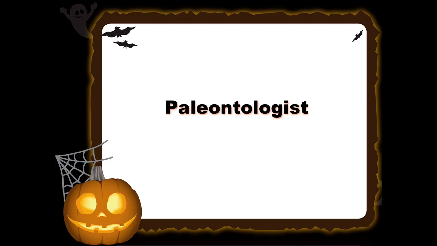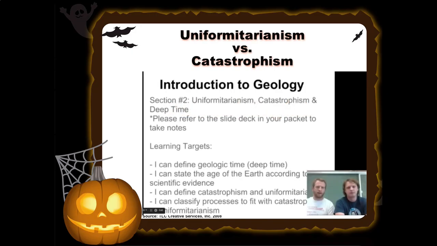All right, so this learning map needs to go in your binder because now we're going to start with the lesson. In doing that, we're going to look at uniformitarianism versus catastrophism. And I want you to take a moment and just listen and watch the current video.